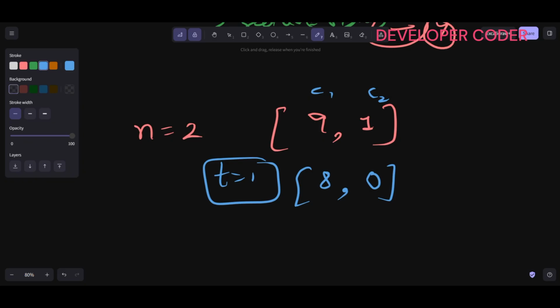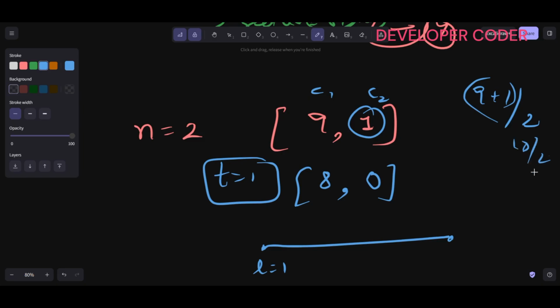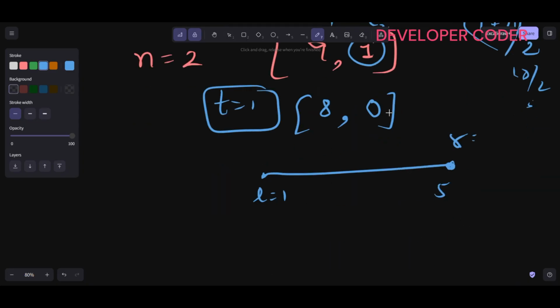So now in this case, how are you going to apply the binary search? Low is going to be 1, the smaller value, and high is going to be (9 plus 1) divided by 2. 10 divided by 2 is going to be 5. So this is your right, R is 5. Now first you have to calculate the mid. Mid is (5 plus 1) divided by 2, which is 3. Now with 3, the answer is definitely not possible.